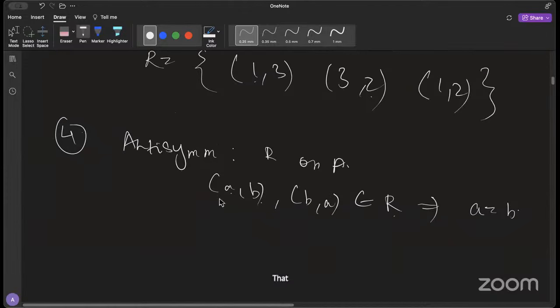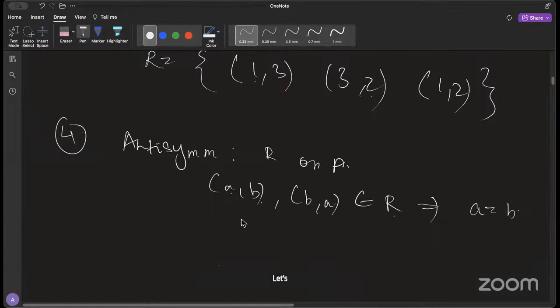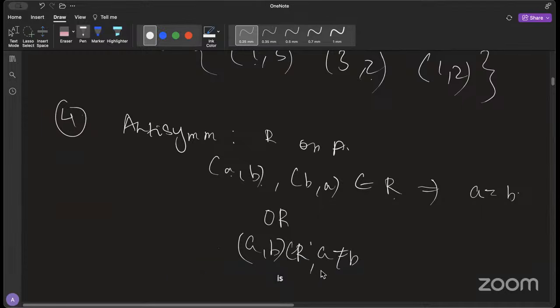That means the only time you'll have both of these is when they are the same. When you have (a,a) in the relation, what does this mean? That's why it's called antisymmetric. If you have (a,b) and a and b are different, a not equal to b, or you can phrase this as: if (a,b) is in R such that a and b are not equal, this means (b,a) should not be in R. Is that okay?